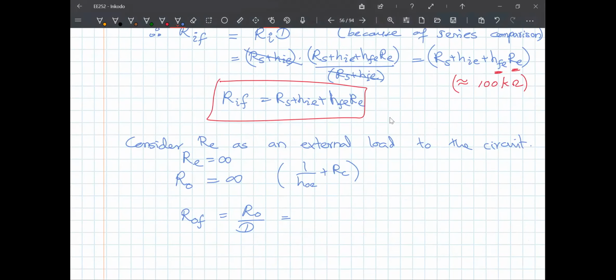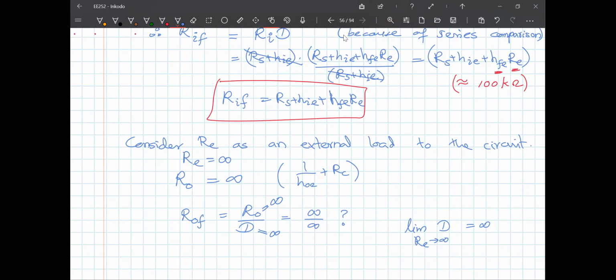So therefore, this is infinity, this is infinity. So this is infinity divided by infinity, which is not defined. So how do we go about finding it? This is because the limit of D as RE goes to infinity is equal to infinity, right? That is why. So what we need is to find it, so we don't know what this value is. We need to find it out.